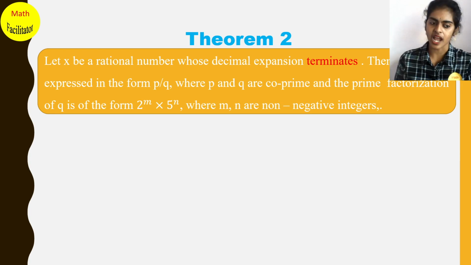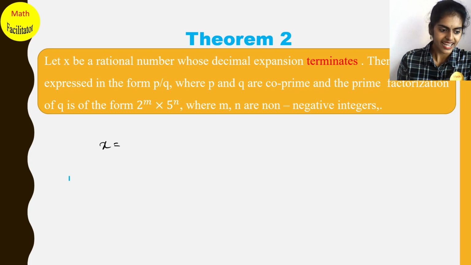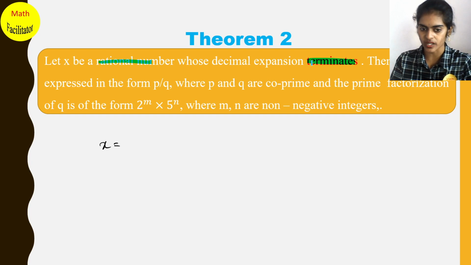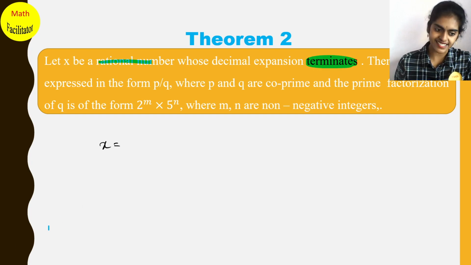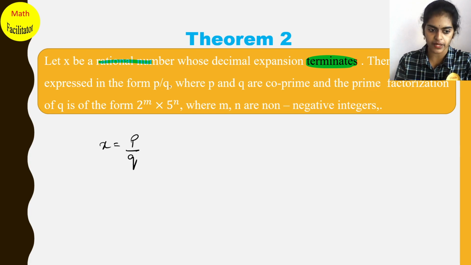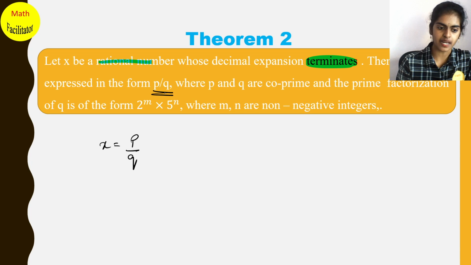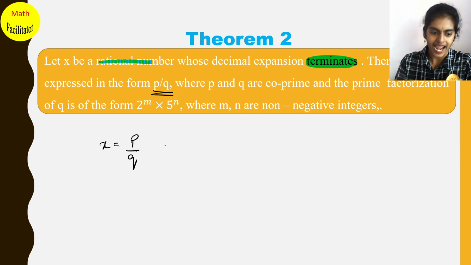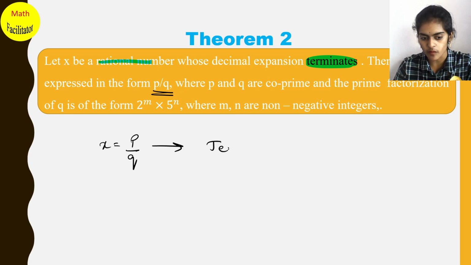Now, suppose X is a rational number whose decimal expansion terminates. That means X is a terminating decimal, and it can be expressed in the form of P by Q. If I convert this into decimal form, my decimal expansion terminates.